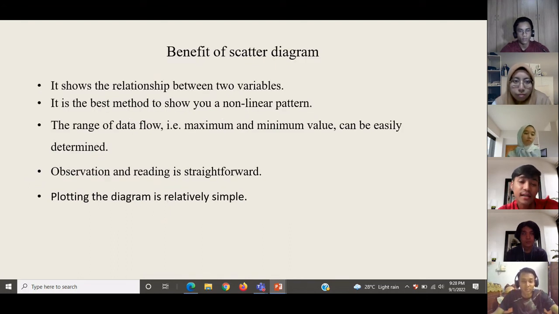The benefit of a scatter diagram is it shows the relationship between two variables. It is the best method to show you a nonlinear pattern. Then the range of data flow, maximum and minimum values can be easily determined. Next, the observation and reading is straightforward. And plotting the diagram is relatively simple.